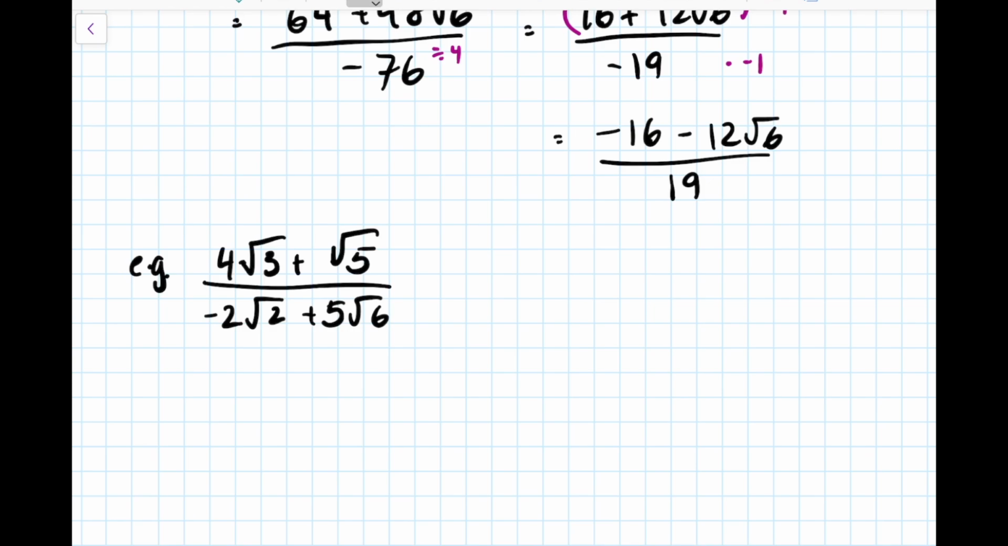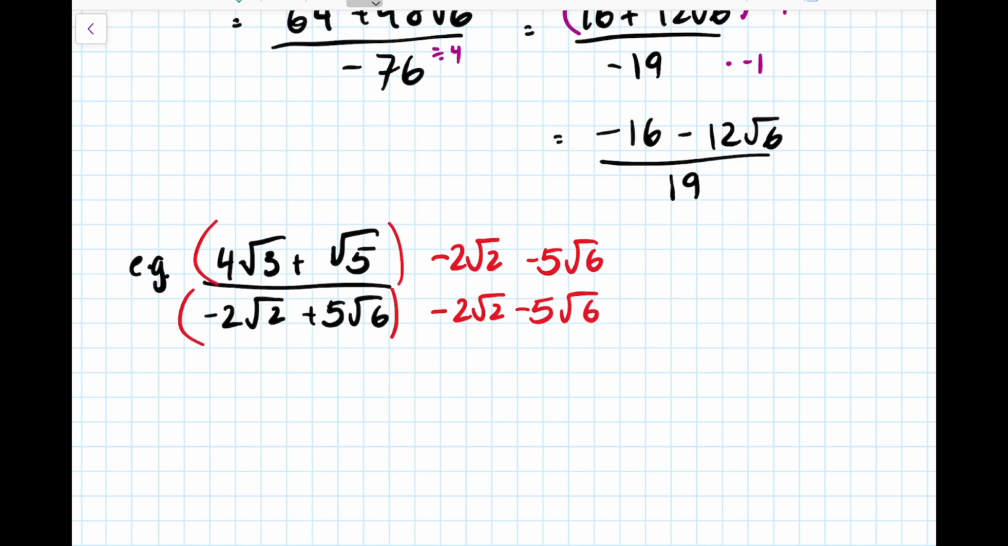All right, so our conjugate is going to be negative 2 root 2 minus 5 root 6 on the top and the bottom. Keeping in mind what I said in the first bit of this video, we could actually have done positive 2 root 2 plus 5 root 6, so you can change either of the terms, and it would have been totally fine, and it probably would have made this one a little bit easier.